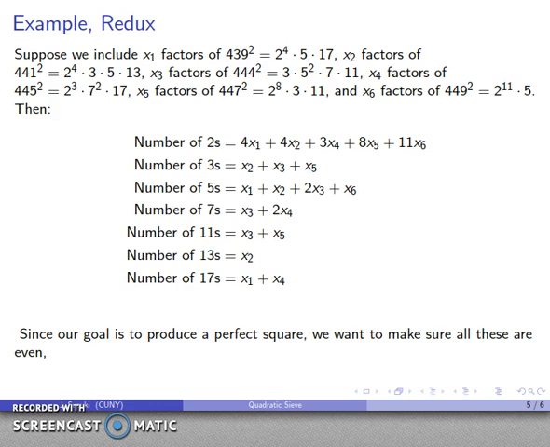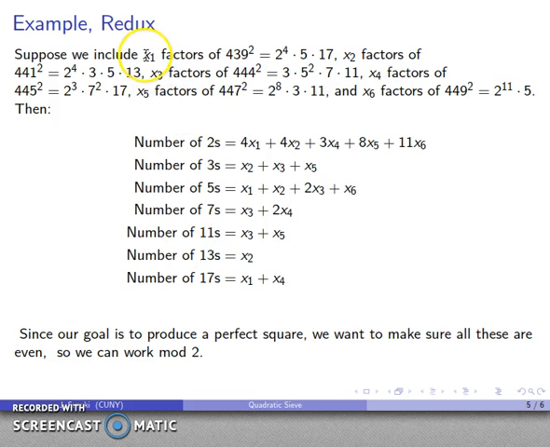Now, since our goal is to produce a perfect square, what I want to make sure of is that all of these numbers are even numbers. And I can work mod 2, for two reasons. One, I only care whether these numbers are even, and so it doesn't make a difference to me whether this number is 4, 8, 32, or 724. What matters is that it's not 1, 7, 35, and so on. So I want to make sure that all of these are evens.